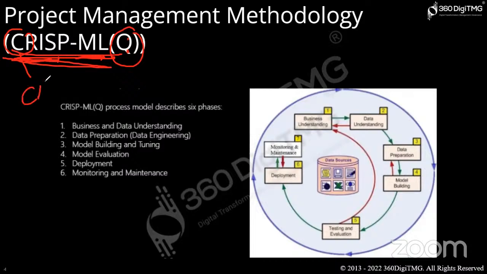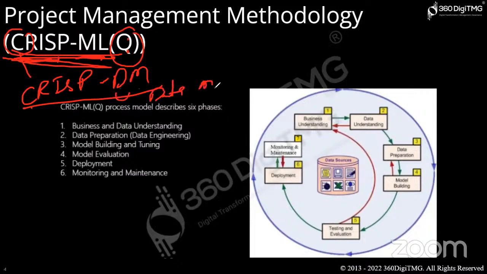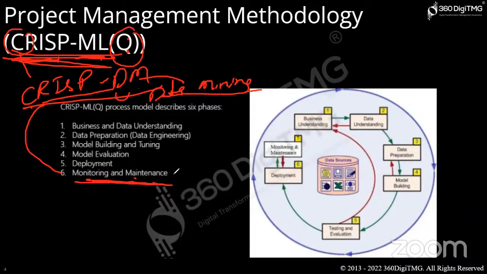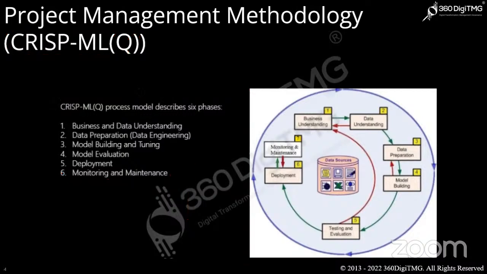Previously, we used to have CRISP-DM, Cross Industry Standard Process for Data Mining. In this methodology, we didn't have monitoring and maintenance, and when it comes to the CRISP-ML methodology, monitoring and maintenance has been added. So why do we need to discuss these things?